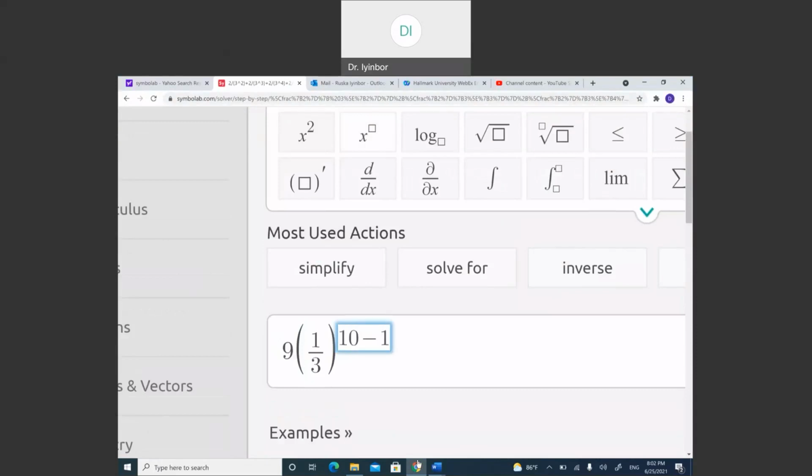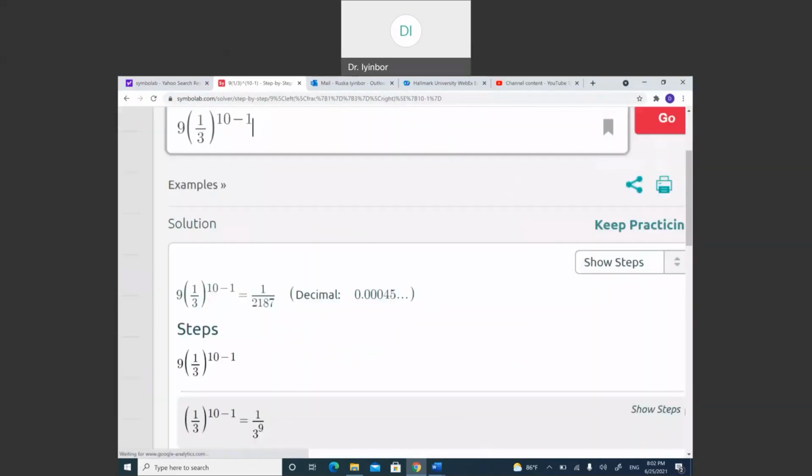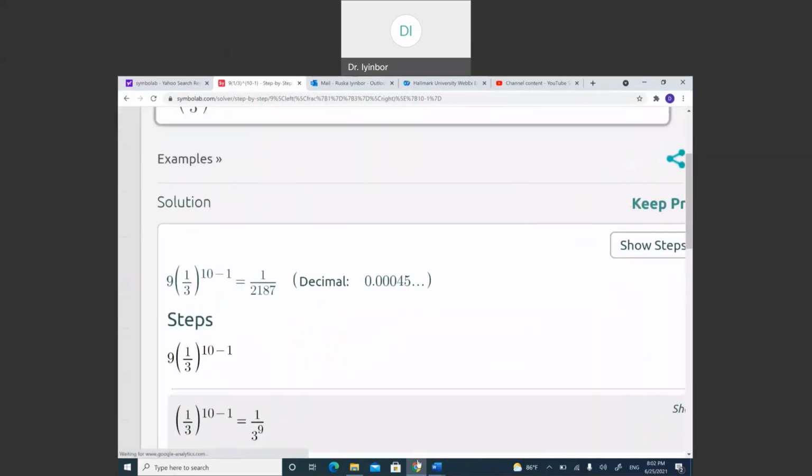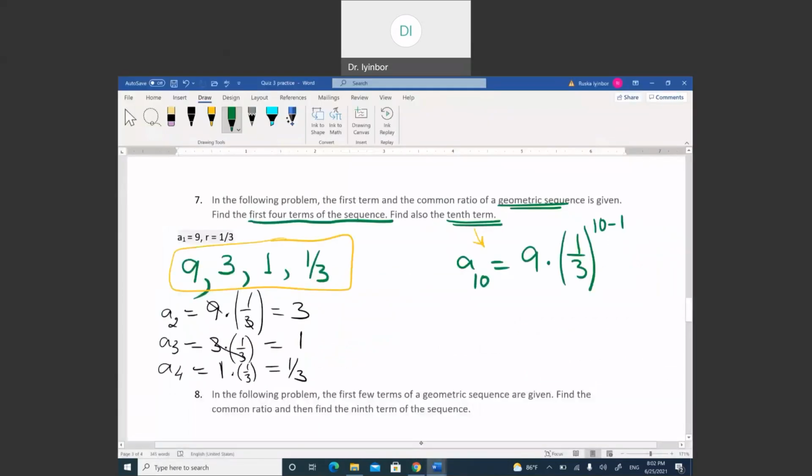And we're going to get the fraction. So it's going to be 1/2187. And that's my final answer. This is my answer for the 10th term. Okay, so that's how you do number 7.